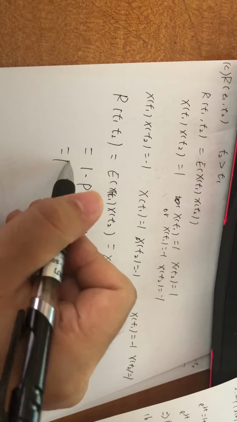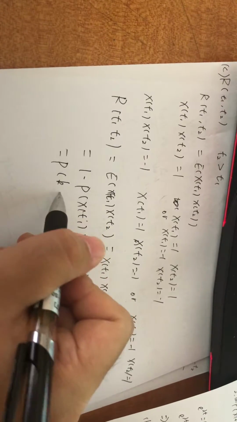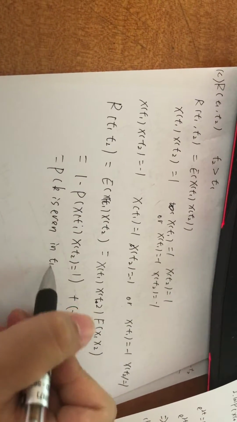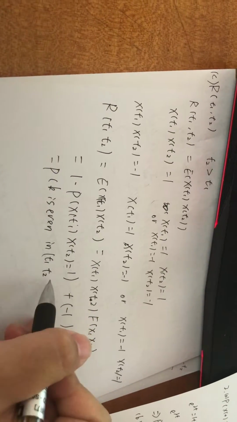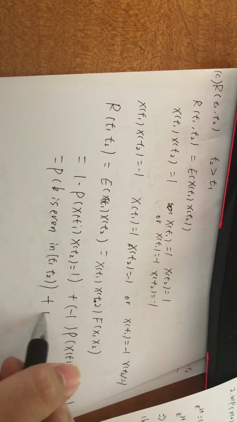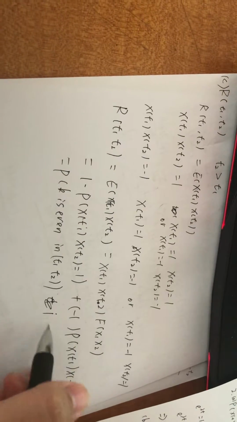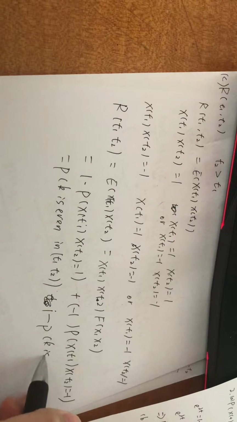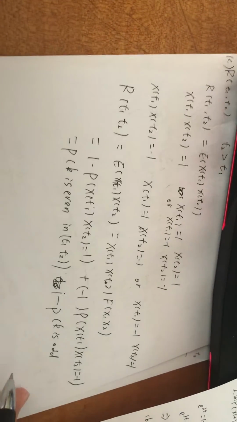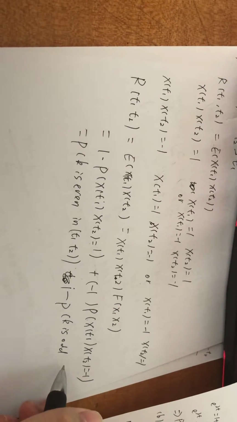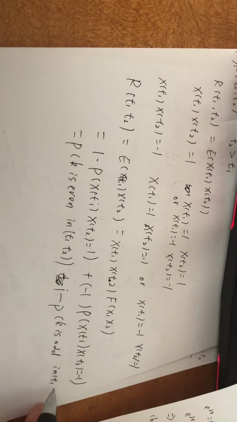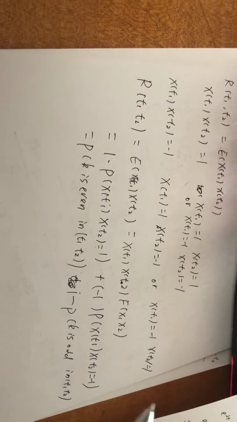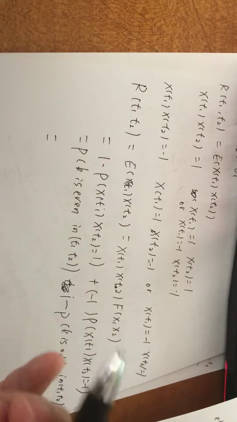We have the probability k is even in t1 to t2, plus negative, because negative minus, probability k is odd in t1 to t2. Okay, and we plug in the function.